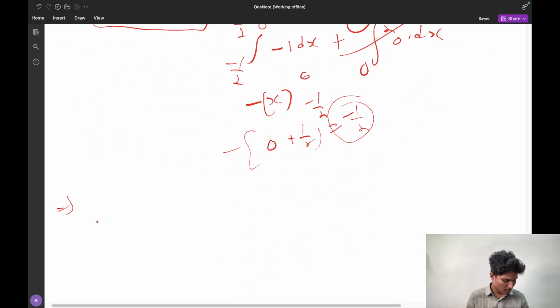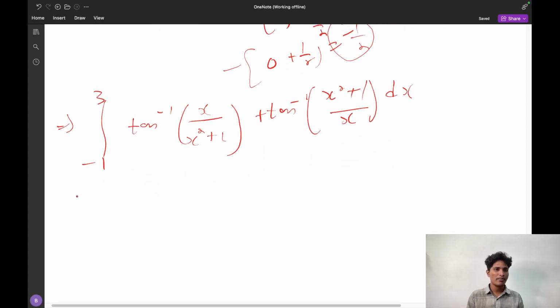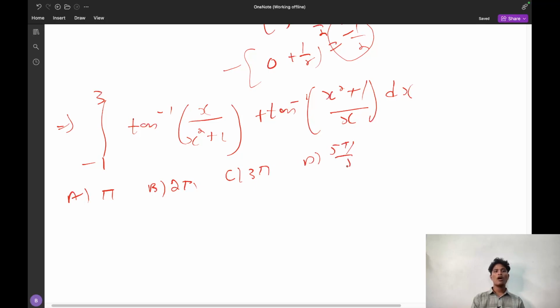And the next question is the integration from minus 1 to 3 of tan inverse of x divided by x square plus 1, plus tan inverse of (x square plus 1) divided by x, dx. This is again another question. Options are given: option A is pi, option B is 2 pi, option C is 3 pi, option D is 5 by 2. How to solve this question?